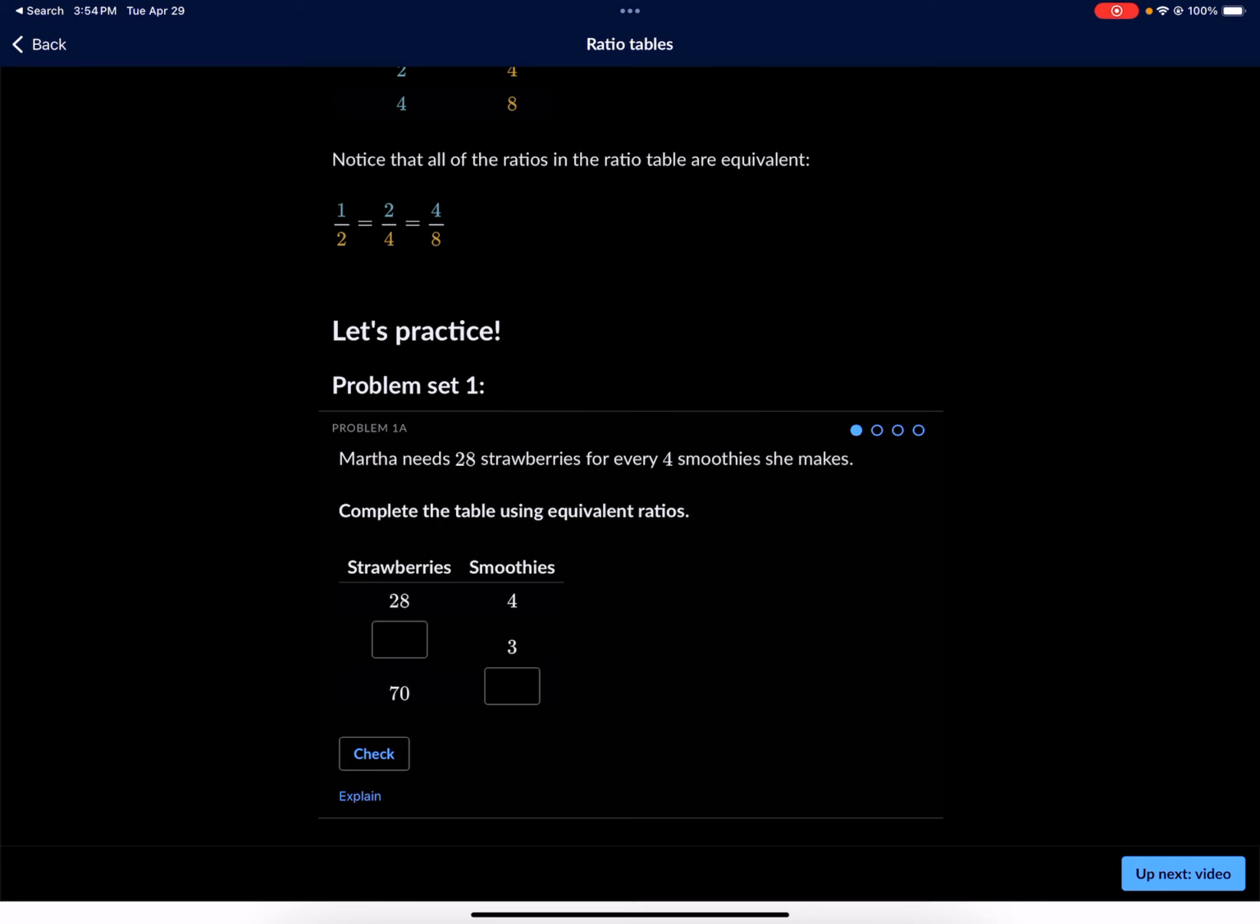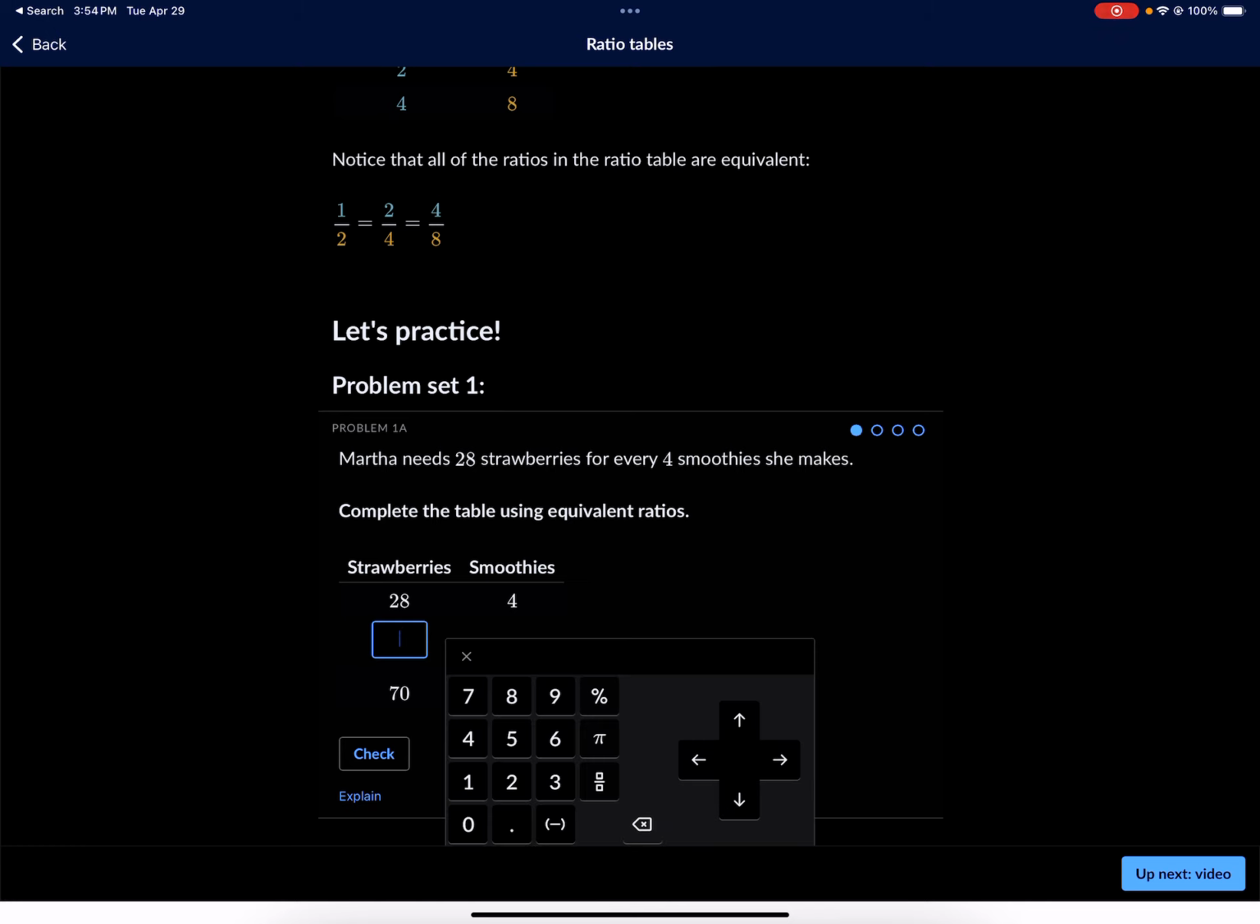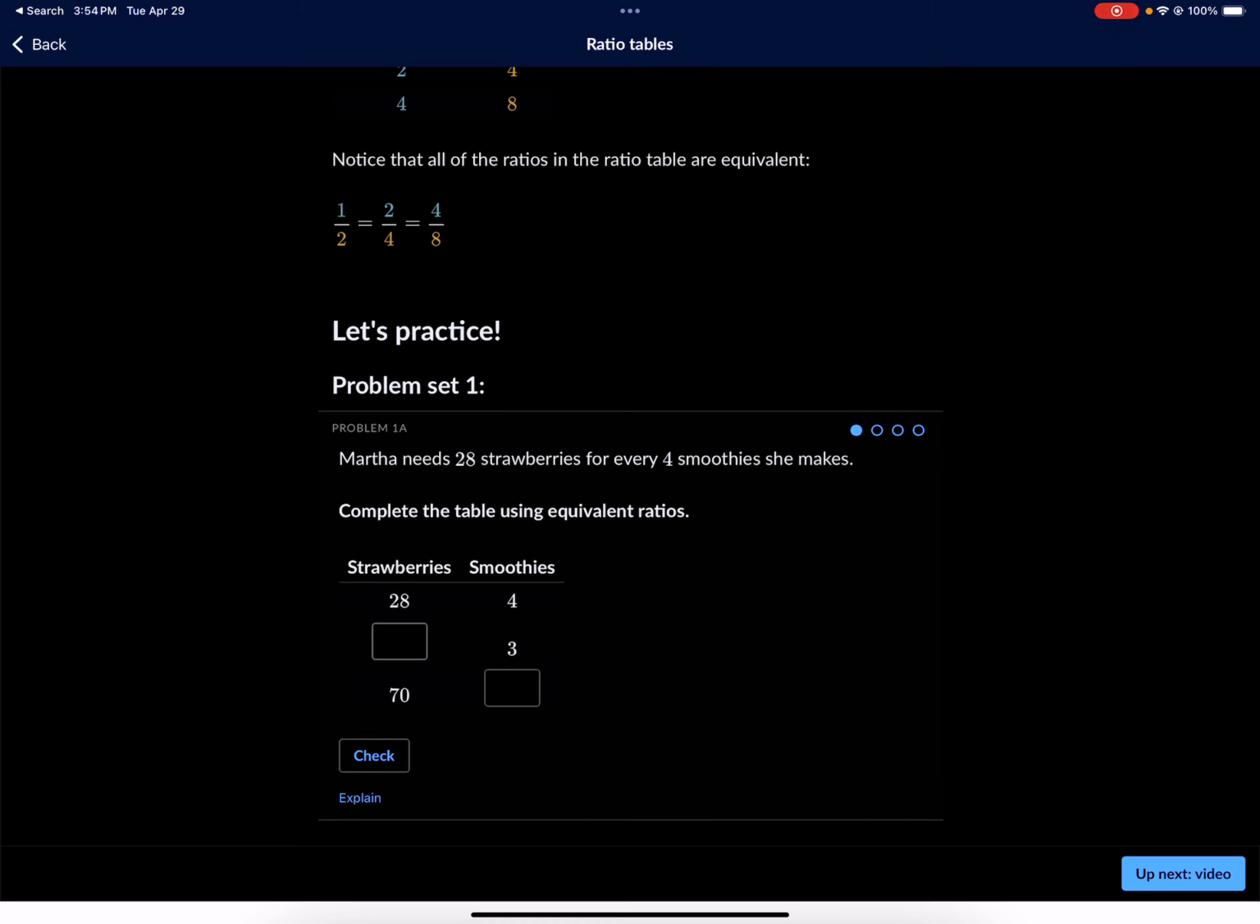Let's take a practice problem. We use what's given here. We have 28 strawberries and 4 smoothies. So let's look at the smaller number. How many strawberries does it take to get one smoothie? Remember, we're taking 28 and 4. It would be 7 per smoothie. So we would take that number and multiply it by the smoothie count. So what's 7 times 3?